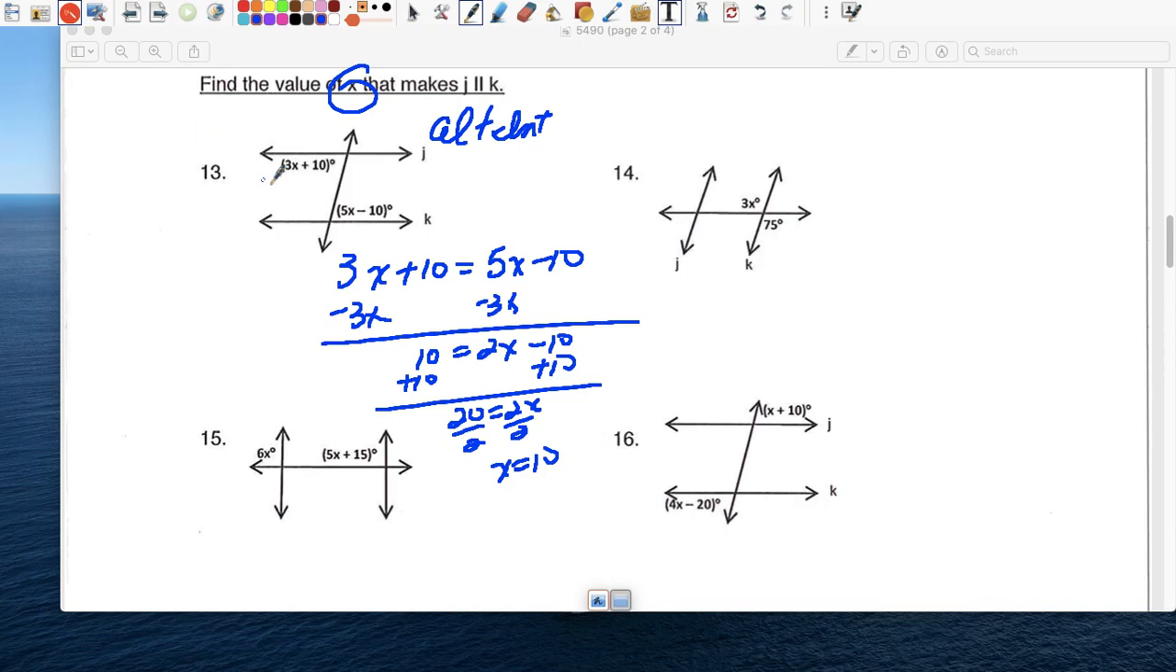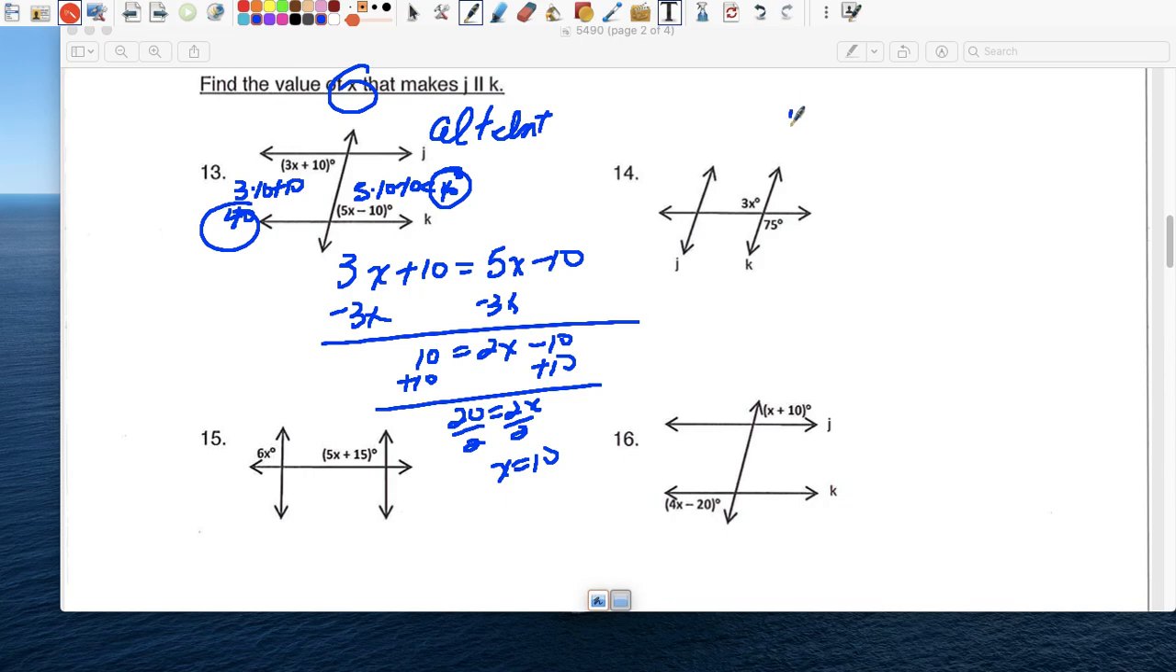But if you wanted to, you could have come up and said, now that we know x, this is 3 times 10 plus 10, which gives us 40. Here it's 5 times 10 minus 10, which gives us also 40. And we knew they had to be equal to each other because they were alternate interior.